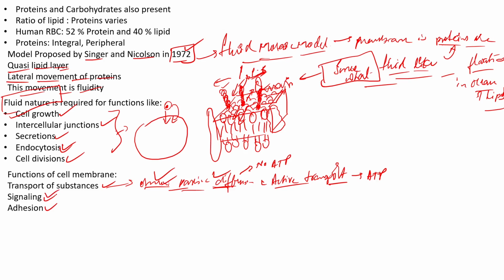Now, signaling we will study as hormone signaling in the chemical coordination chapter. For signaling, extracellular receptors are present on the cell membrane only, hence the cell membrane plays an important role in the signaling process. Next is adhesion. Attachment of one cell with another cell is mainly due to the cell membrane, because the cell membrane contains important proteins that are involved in what?